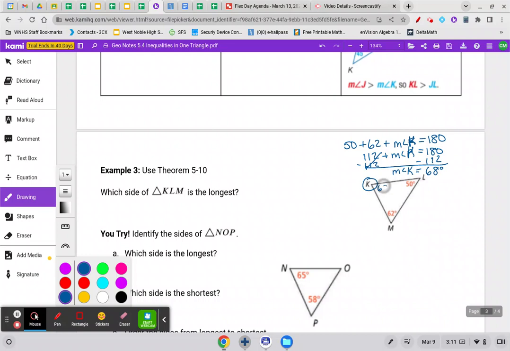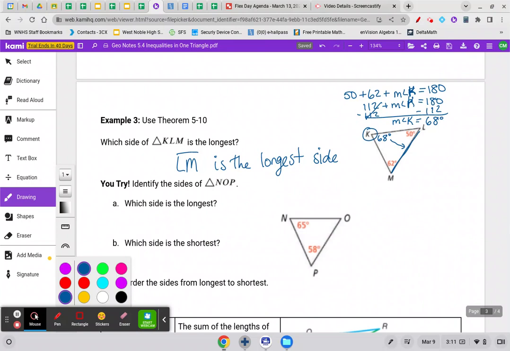And what do you know? Even though it wasn't given to us, it's actually the biggest angle measure, which means the longest side is across from it. So LM is my longest side because it is across from the biggest angle.